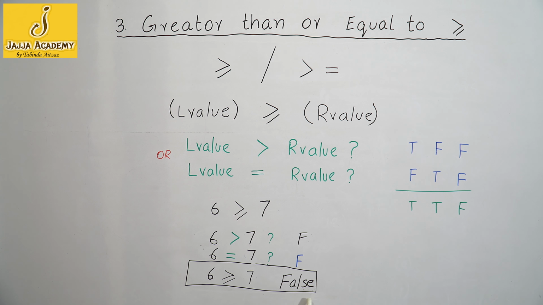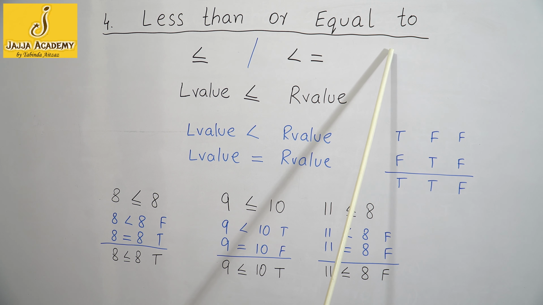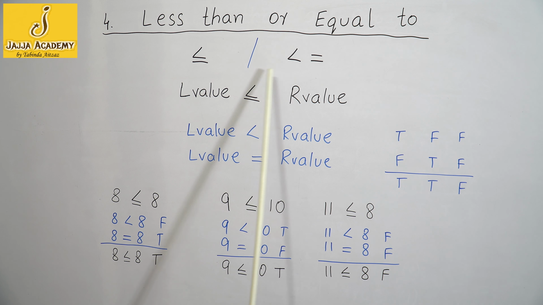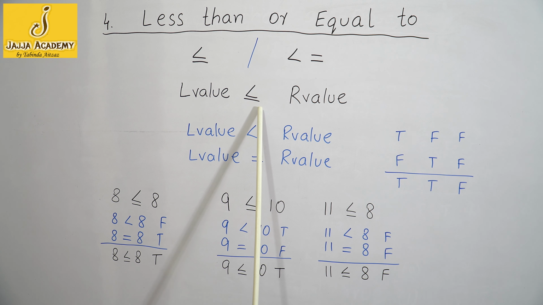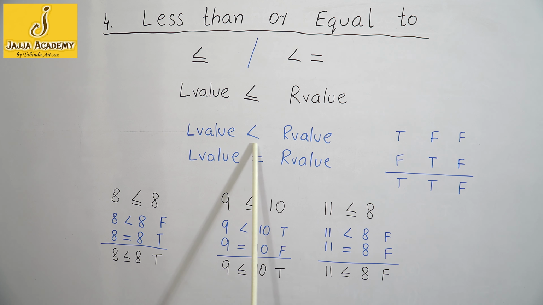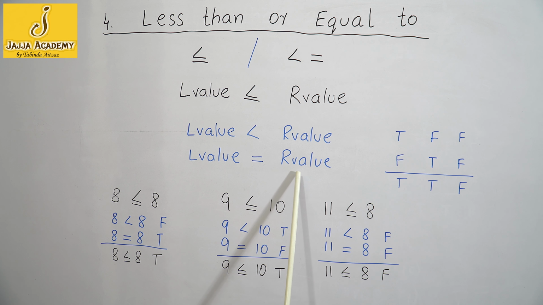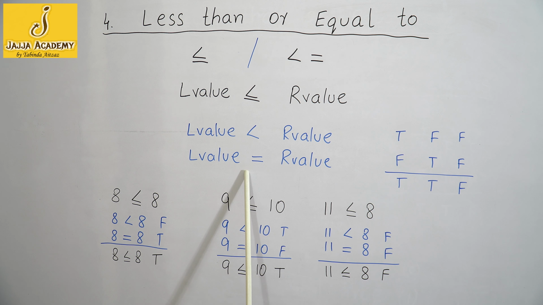Next operator is the less than or equal to operator, and it is represented by these symbols, less than equal to, or separate symbols, less than, equal to. In the less than or equal to operator, the left value should be less than the right value or the left value should be equal to the right value. If any of these two conditions is true, then the answer will be true, otherwise it will generate false.